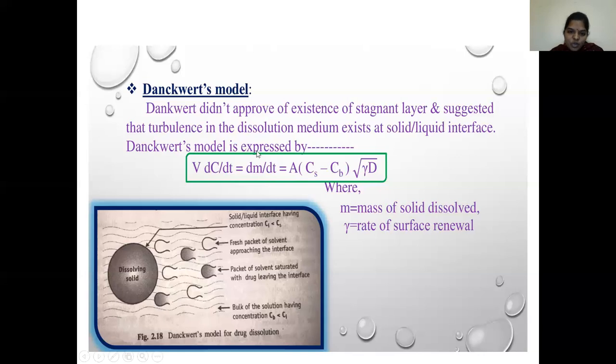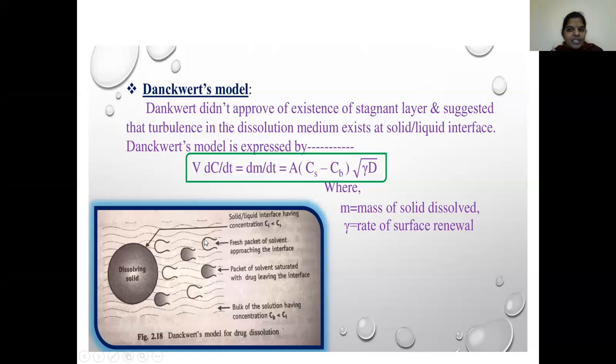M is the mass of the solid. A is the area which is useful for dissolving the solid substance, and D is the diffusion coefficient. Cs is the concentration of the drug at the interface, and Cb is the concentration of the drug in the bulk of the solution. The same abbreviations are used here as in the diffusion model. V is the volume of the solvent, how much volume you have used here.